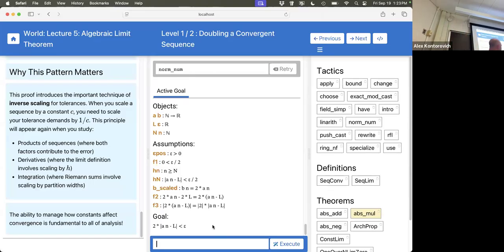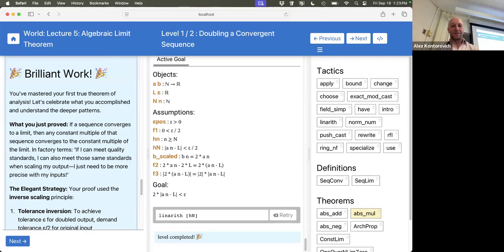And now you could, this is already linear arithmetic. This should be linarith just given hn. It should know 2 is a constant, so it should be able to divide through by 2. Let's see. Linarith hn. Okay, you guys see it?